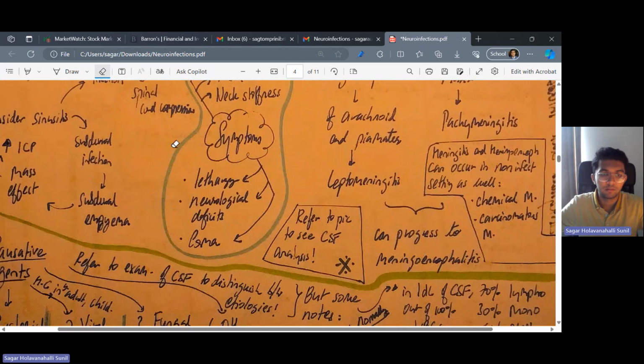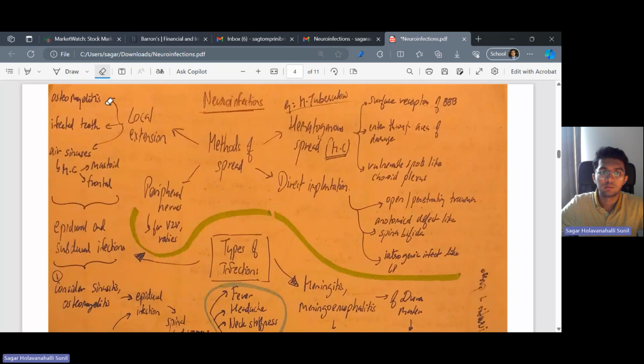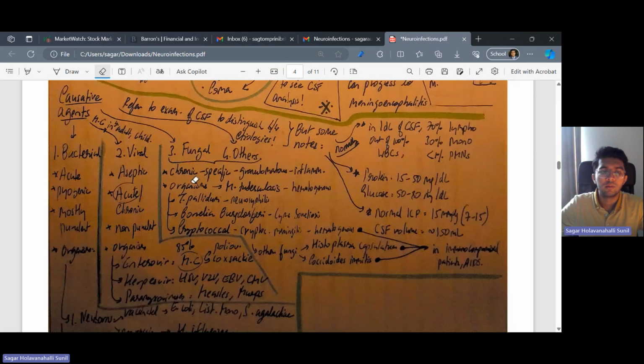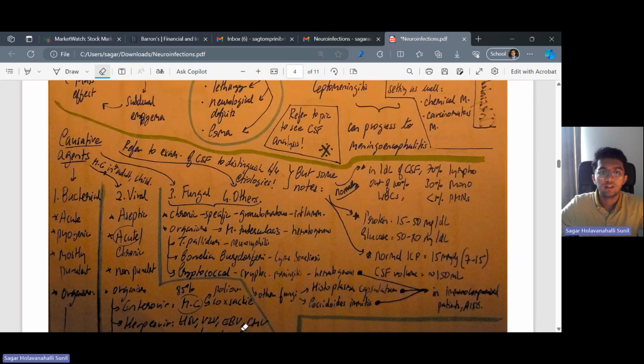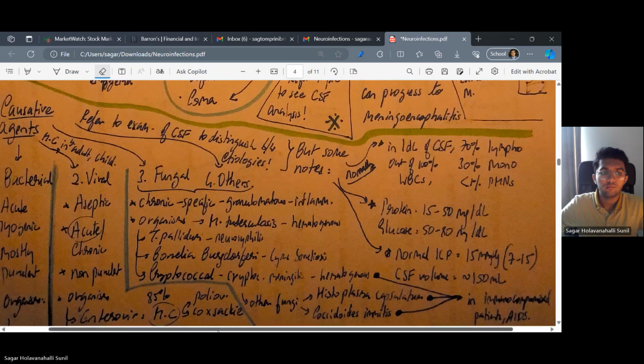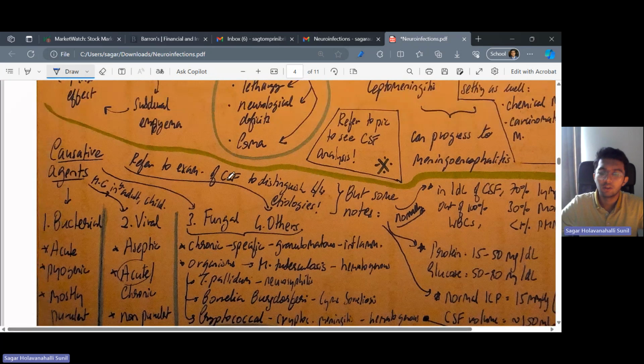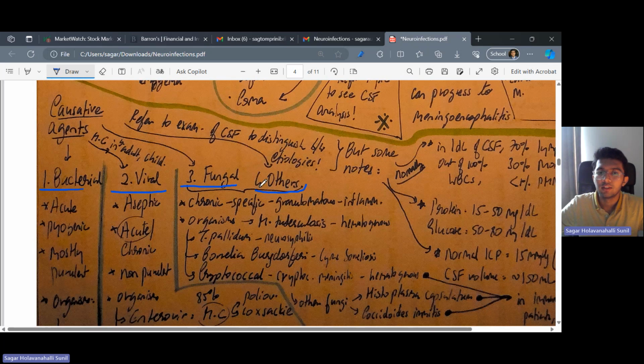So we are done with the first part and the second part. Now we go to the third part. I'm going to go through this very quickly because there's quite a lot. It looks complicated, but don't worry. You have causative agents: you can have bacterial, viral, fungal, and something called others. I just put fungal and others together to make it easy.